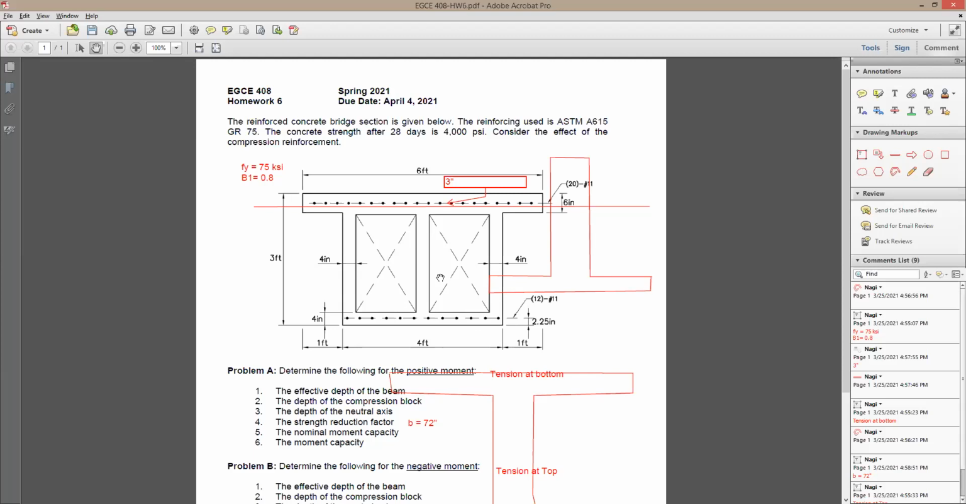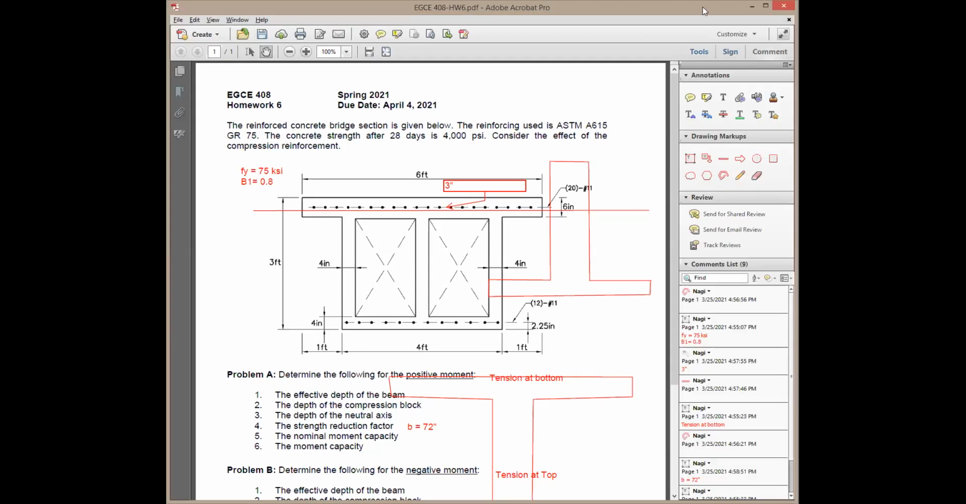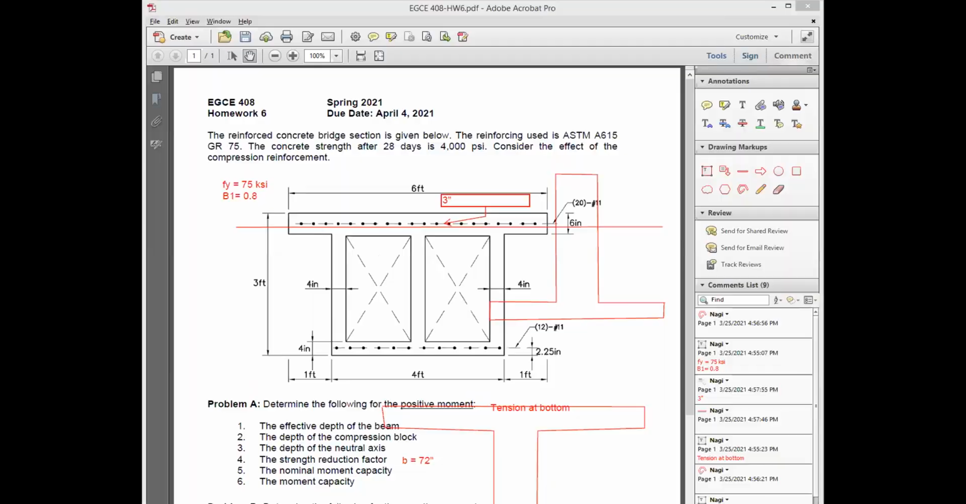So when it comes to your homework grade, there's going to be only 10 points. But when it comes to your understanding of how to deal with similar sections and similar beams, it's going to be really critical for you. Does it make sense? Yes? Okay, very good.